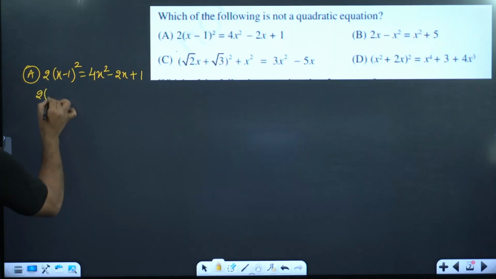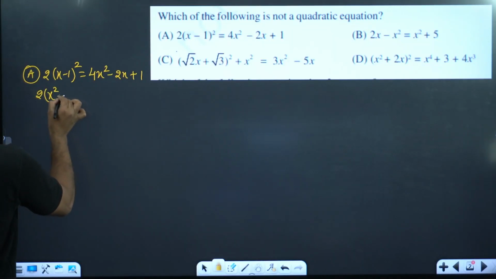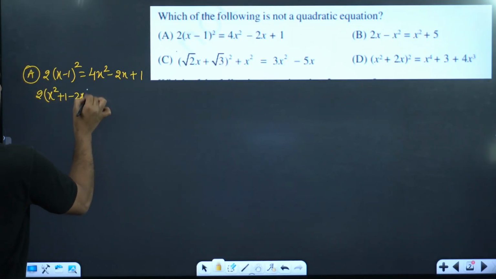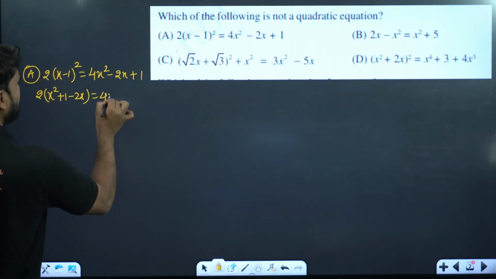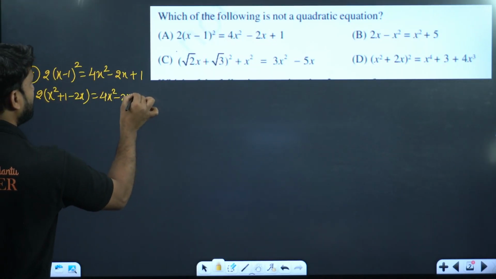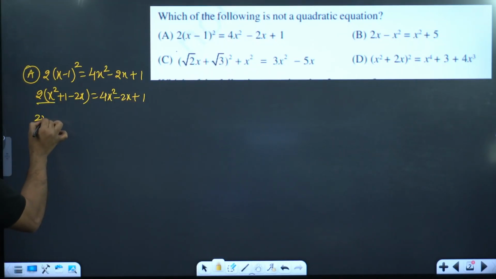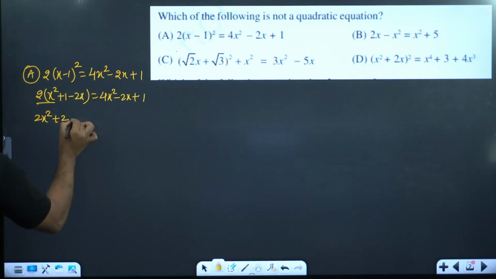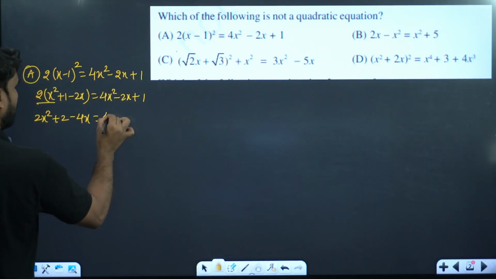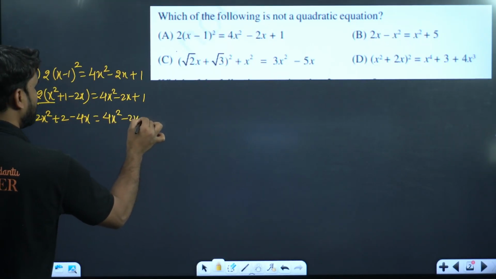When we open this, x square minus... a square plus b square minus 2ab means 2x, and this is equal to 4x square minus 2x plus 1. Solve this. So this is 2x square, 2 1 are 2, and this is minus 4x is equal to 4x square minus 2x plus 1.